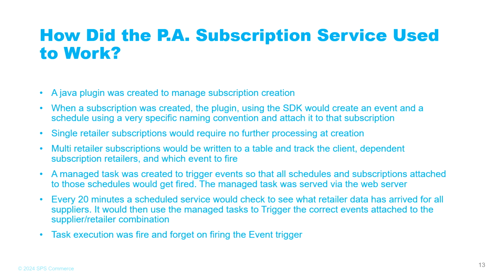And this ran on a scheduled ECS task that ran every 20 minutes. So it would wake up, it would scrape all of the retailer databases. Any new data? No? Do nothing. Oh, there is new data? Fire those events and schedules. And the task execution through the SDK was fire and forget. So it would just wake up, fire the event, and off it goes.